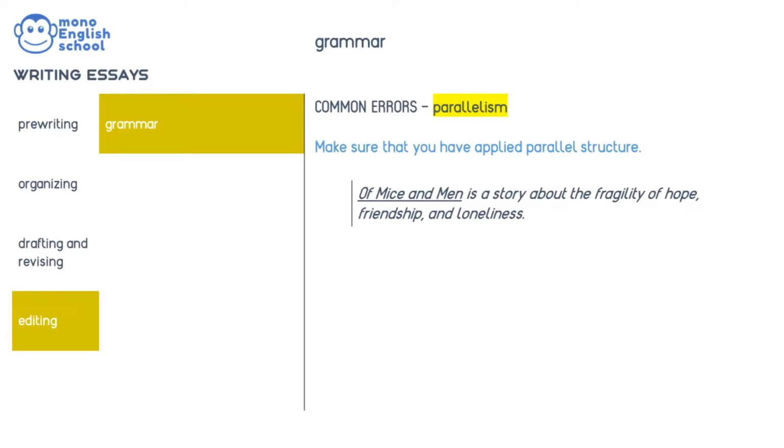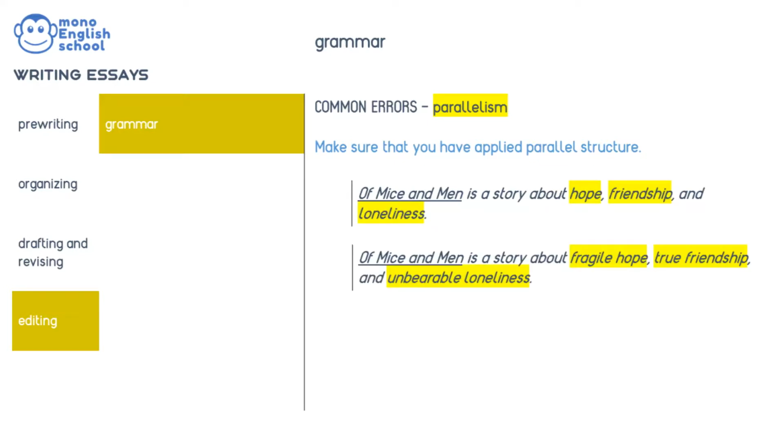The form of the first item, fragility of hope, is noun plus prepositional phrase, and this is different from the forms of items 2 and 3, which are simply nouns. All items in a list should have the same form to indicate their equal status. A couple of ways to correct this error are as follows. We could change the items into nouns: hope, friendship, and loneliness. Or we could change the items into 3 adjective plus noun combinations.